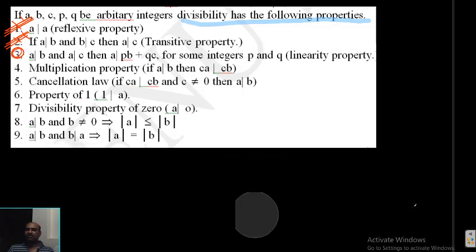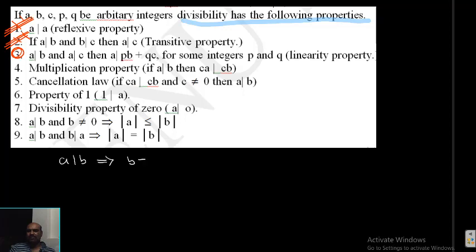So I will prove it. That is not a big problem. One by one I will write. a divides b implies b equal to some integer into a, k1 into a. Next, a divides c. What is the meaning of that? c equal to some integer into a, k2 into a.